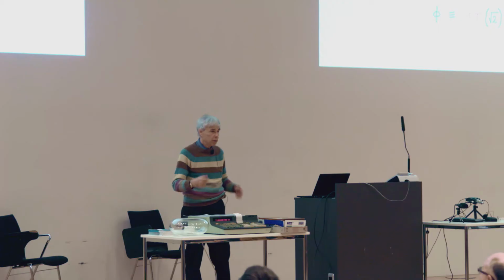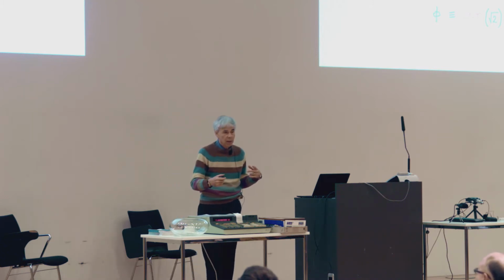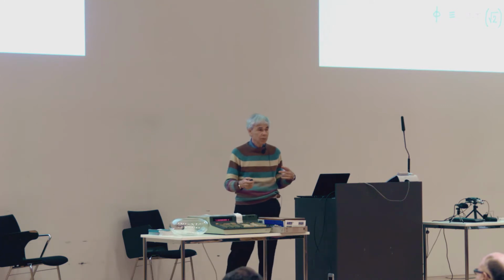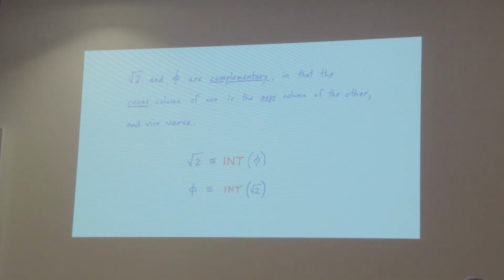And in fact, I gave that idea of interchanging the sep column with the count column a name. I called that the function int for interchange. So the square root of 2 would be int of the golden ratio, and the golden ratio, of course, would be int of the square root of 2. They're complementary. And it turned out for every rational number, for every irrational, you could calculate this thing.